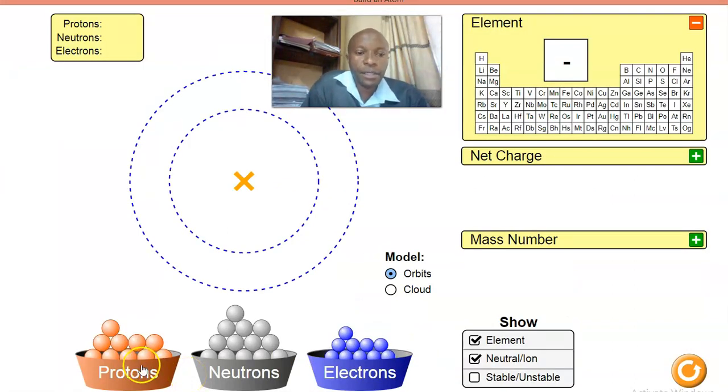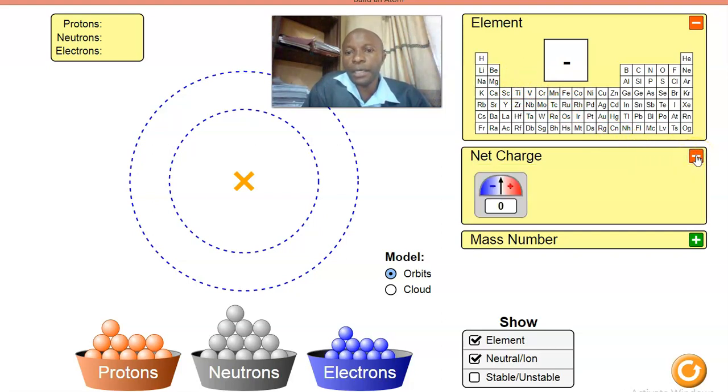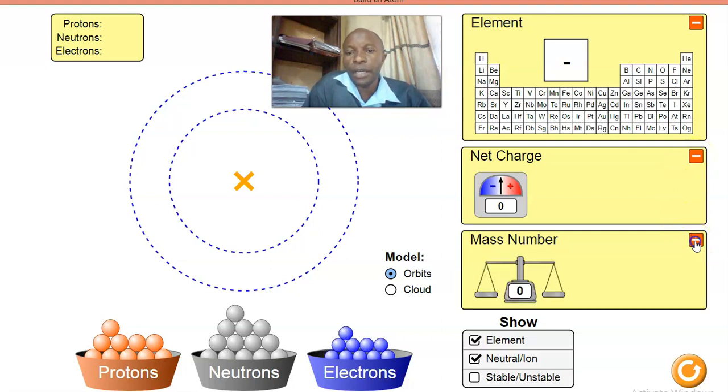It has the protons on one end, the neutrons, and also the electrons, and then there is a periodic table up here. So what you do is you can put on this, and it can tell you the charge, can also tell you the mass of what you're looking at. You can also show element, show whether it's neutral or an ion, or show whether it's stable or unstable. So the first bit you can actually do that.